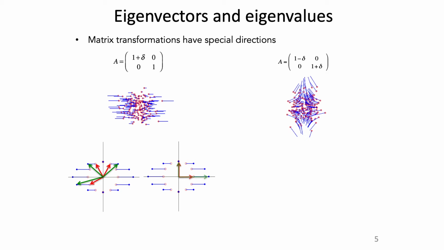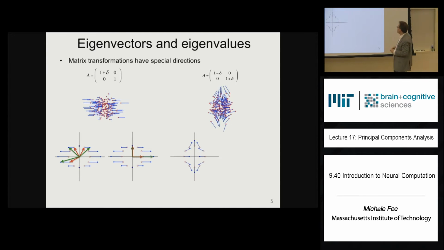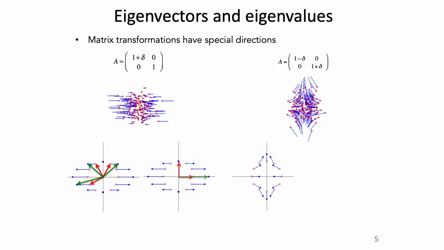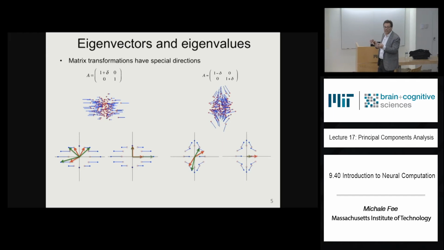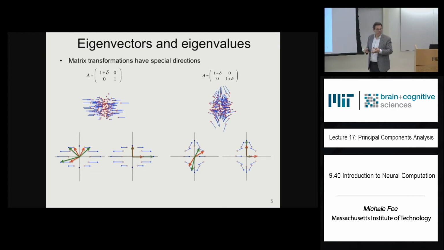This transformation produces a stretch in the y direction and a compression in the x direction. I'm just showing you a subset of those vectors now. You can see that, again, this vector is rotated by that transformation. This vector is rotated by that transformation, but other vectors are not rotated. So again, this vector is compressed. It's simply scaled, but it's not rotated. And this vector is stretched. It's scaled, but not rotated. Does that make sense?